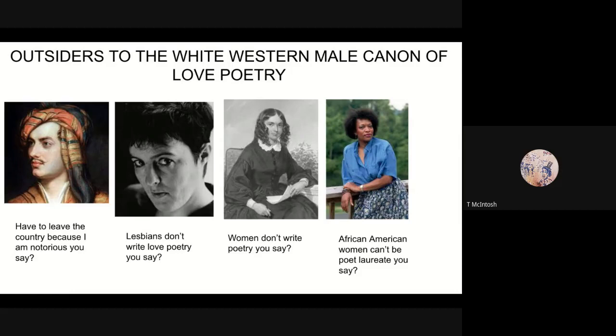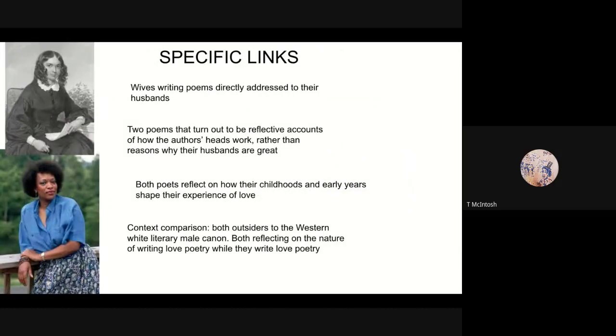So all of them have a relationship to that idea of the canon of poetry. Very specific links between some of them. Both Barrett Browning's and Dove's poems are wives writing poems directly addressed to their husbands. So that's a very obvious and instant link. They're both two poems that, instead of being about the husband, turn out to be reflective accounts of how the author's head works, right? So Rita Dove is writing poetry about poetry.